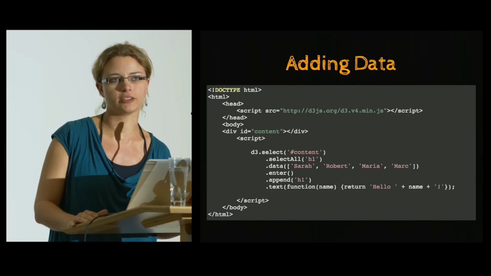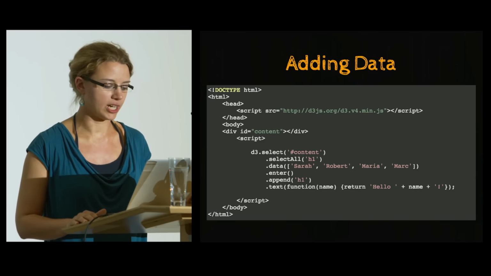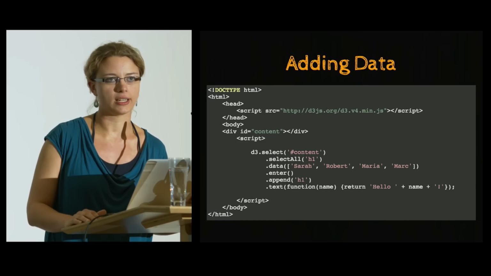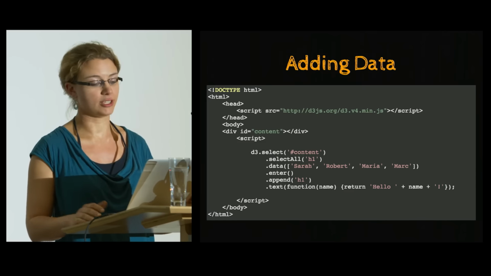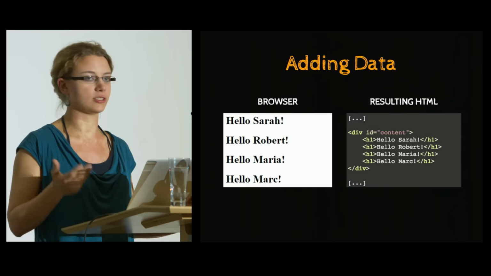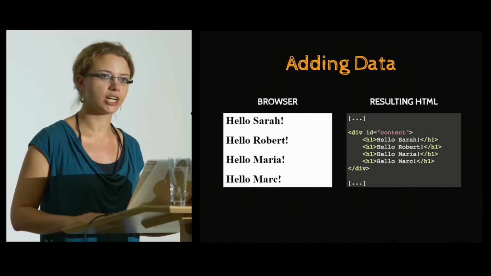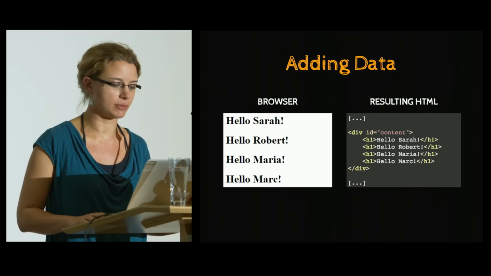So ignore the select all for a second and just look at this. I have some data here. I have 4 names. And every time there's an enter, like new data coming in, I want a headline for this and we'll say hello. Really friendly. So if you look at this in a browser, you see, okay, hello. That's kind of nice. And if you look at the DOM, it really creates those elements for you. Kind of nice. You can at least debug and see what happened.